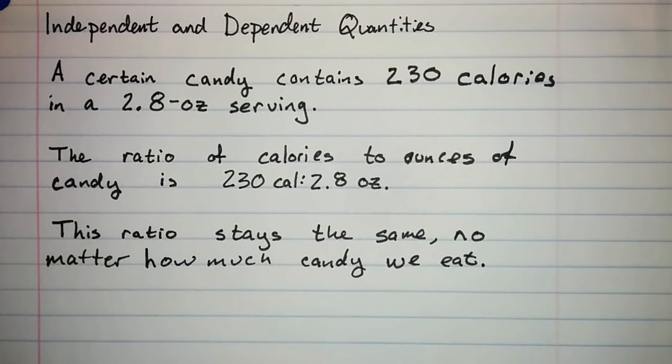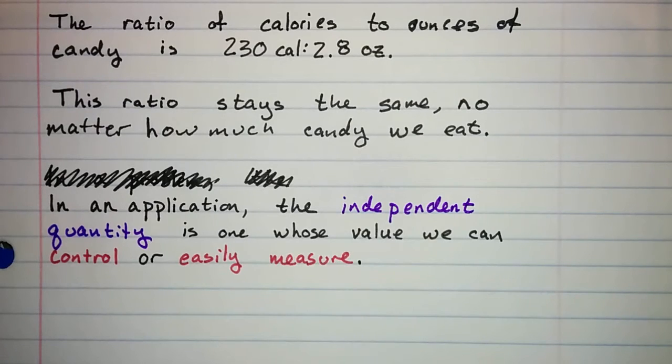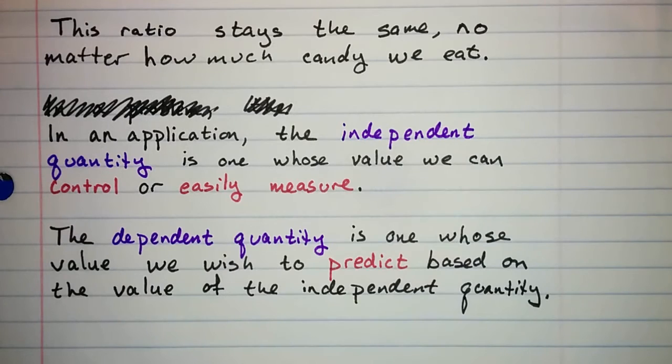What does this mean? In an application, the independent quantity is one whose value we can control or at least easily measure. The dependent quantity, then, is the one whose value we wish to predict based on the value of the independent quantity. Okay, how does this work in practice?